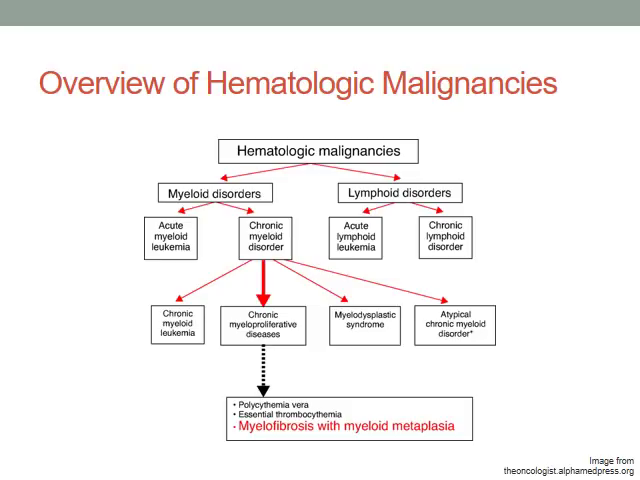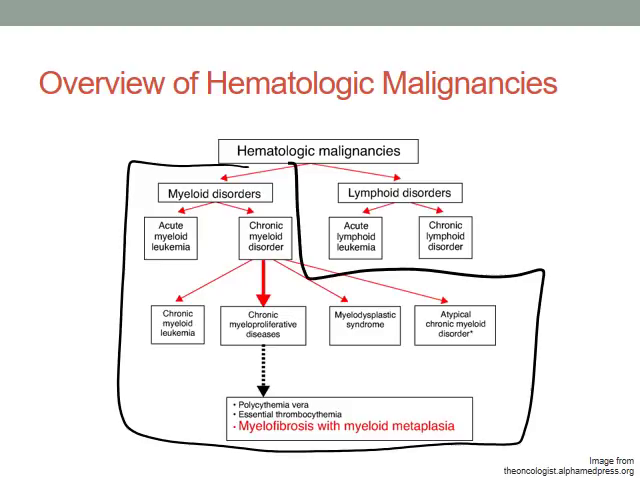Here's another representation of the divisions of hematologic malignancies. For the lecture today, we will be talking about the myeloid disorders, which are all the disorders here from the myeloid line. The myeloid disorders are divided into acute myeloid leukemias, and then also further divided into chronic myeloid disorders. Chronic myeloid disorders can include things such as chronic myeloid leukemia, chronic myeloproliferative disease, myelodysplastic syndrome, as well as a variety of other atypical chronic myeloid disorders.